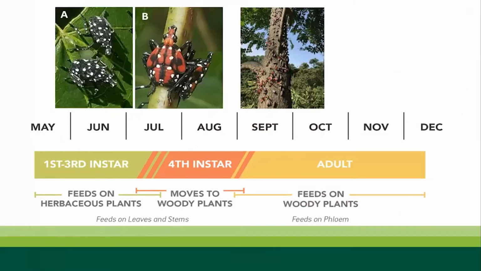So I mentioned we were going to be talking about overlaying some of the life cycle. As we talked about with the first through the third instar and transitioning into the fourth, the first through third instars are going to feed primarily on the herbaceous plants, on the leaves and the stems. Once we get into that fourth instar, they're going to start moving on to the more hardy, woody plant tissue.